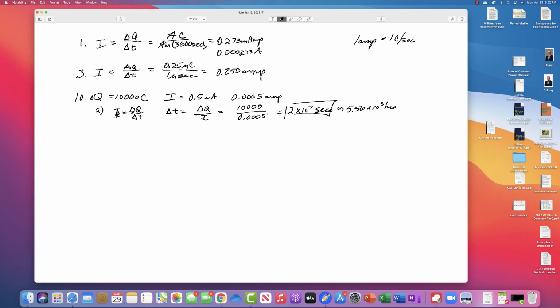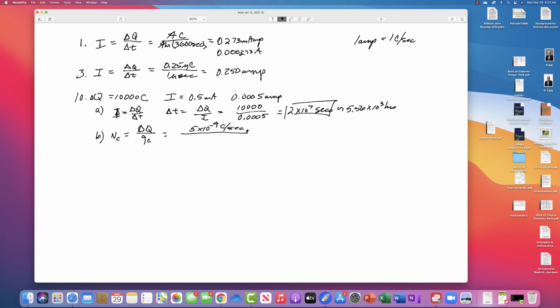B asks the question, how many electrons per second flowed? Okay, so N, the number of electrons, is equal to the total change in charge divided by the charge per electron. Okay, and so you have the 5 times 10 to the minus 4 coulombs per second. That's what an amp is.